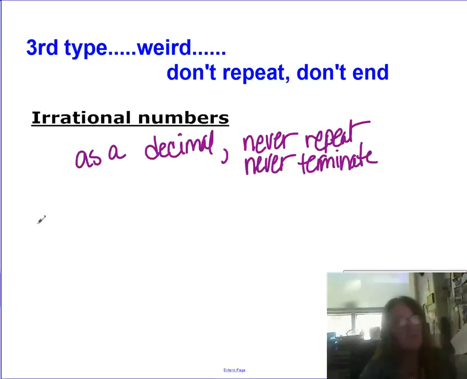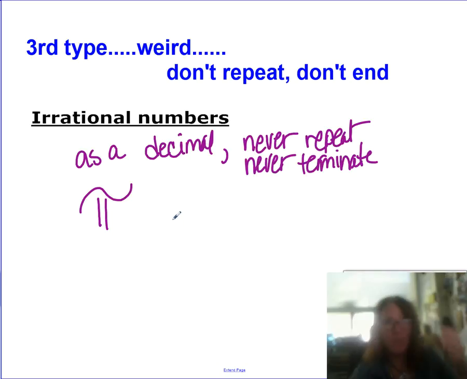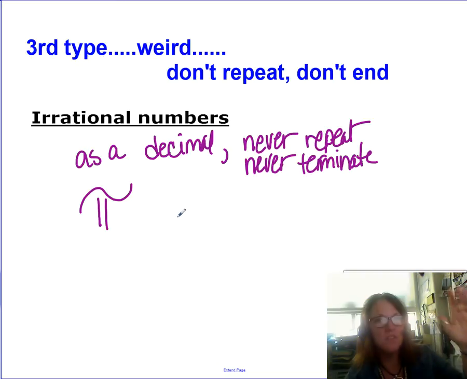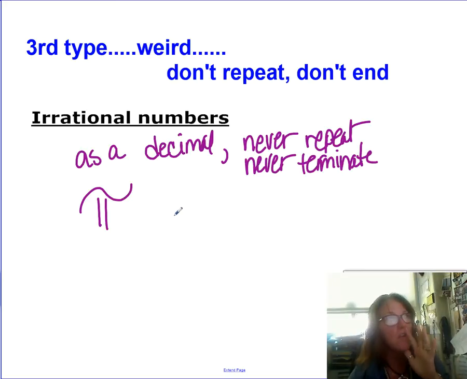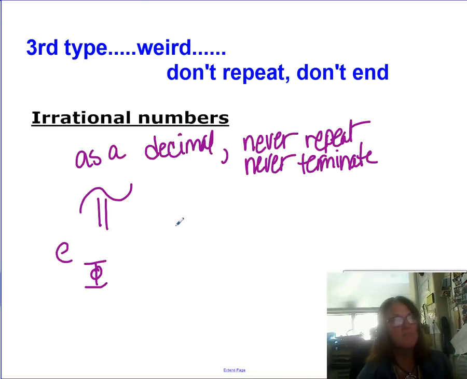I bet you can think of the most world famous, fabulous, irrational number. Pi. But pi is not the only one, because pi starts at 3.1415926 maybe, and then it keeps going. There are an infinite number of irrational numbers. Not just pi. As you get higher up in math, you'll see some more, like e, phi. But there's a whole bunch of ones that you've already seen.